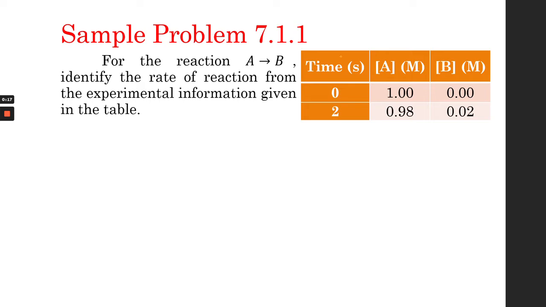So in this table, the time of the reaction is from 0 to 2 seconds. At the beginning, where the time is 0, we have 1 molar concentration of A and 0 molar concentration of B. But after 2 seconds, our A has a molar concentration of 0.98 and our B has a molar concentration of 0.02. And that is because as the reaction proceeds, the reactants decrease over time while the product increases.